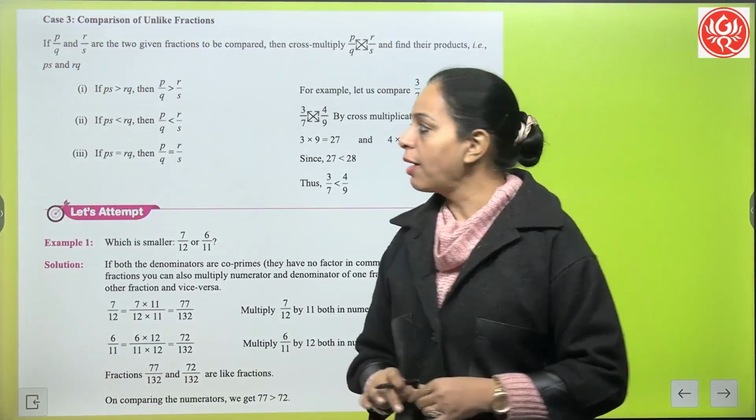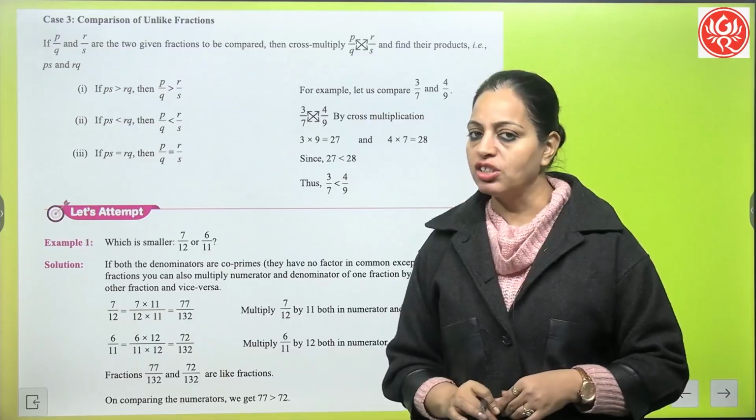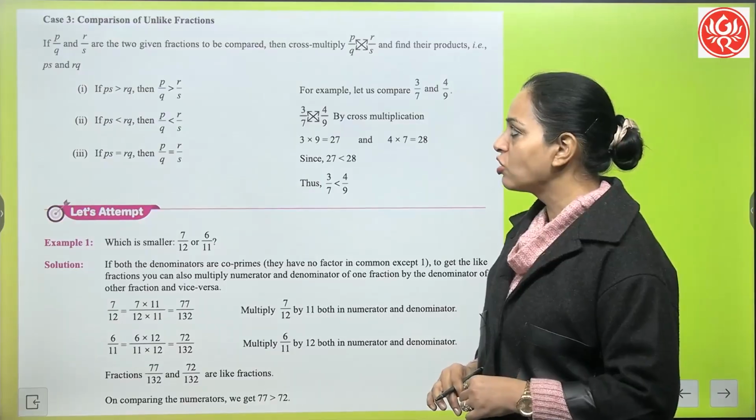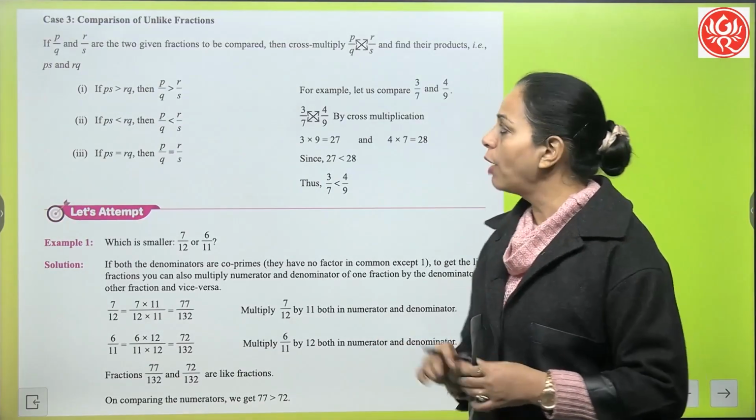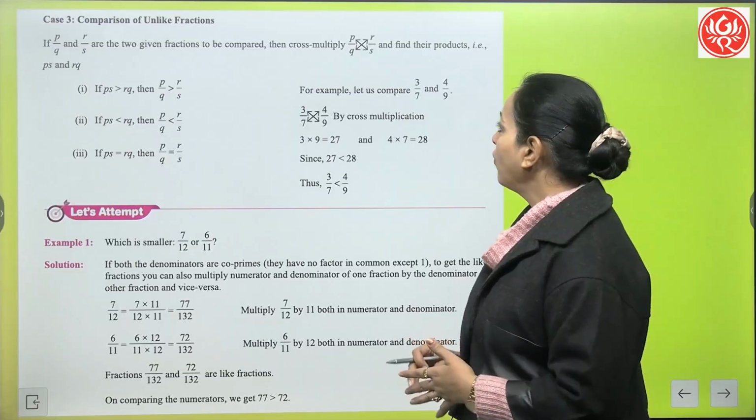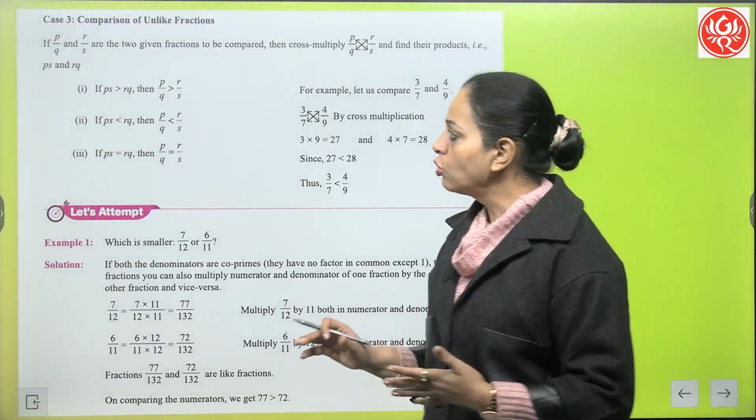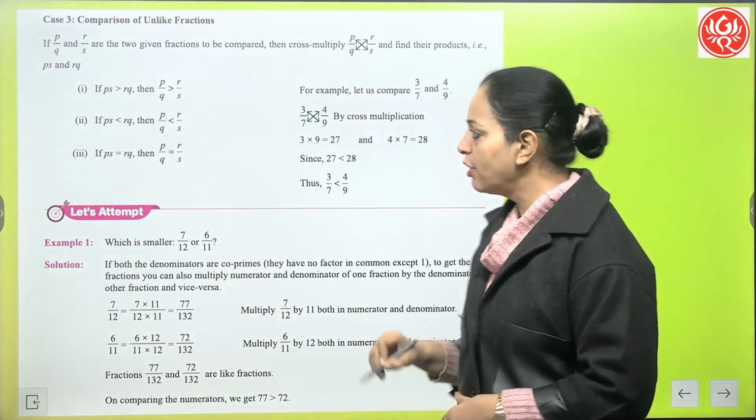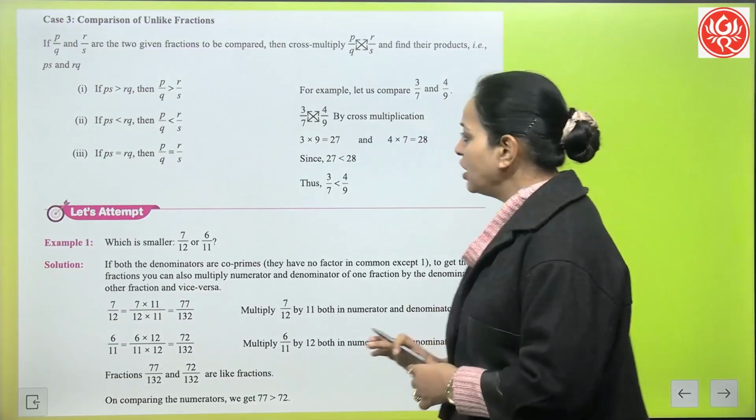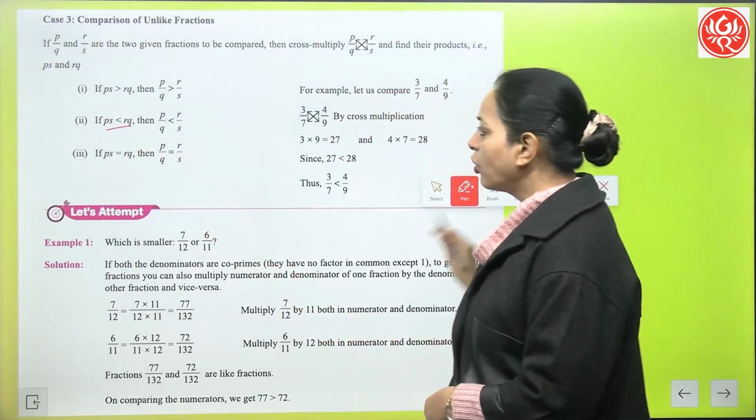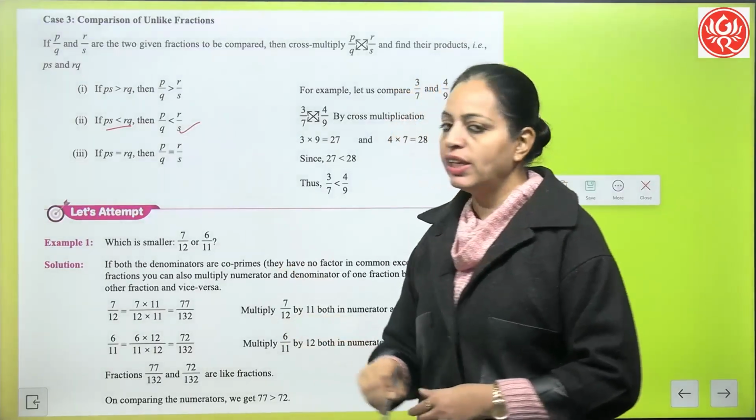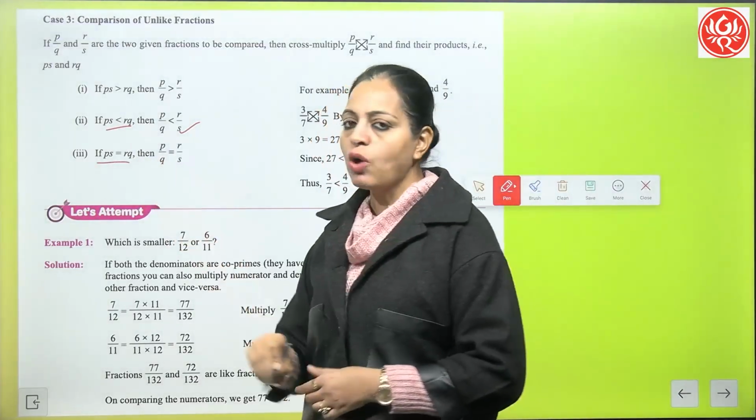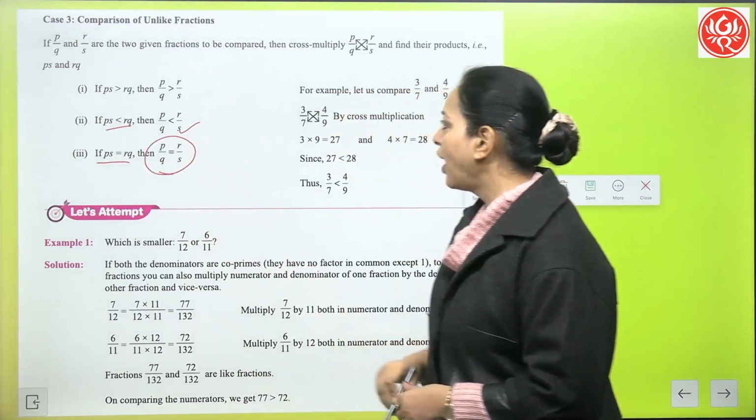Now case 3, comparison of unlike fractions. Now if P/Q and R/S are the two given fractions to be compared, then what to do? हम cross multiply करेंगे and then find their products. If PS is greater than RQ then the first fraction is greater. And the second condition, if PS is less than RQ then P/Q is less than R/S, and if PS equals RQ then both the fractions are equal.